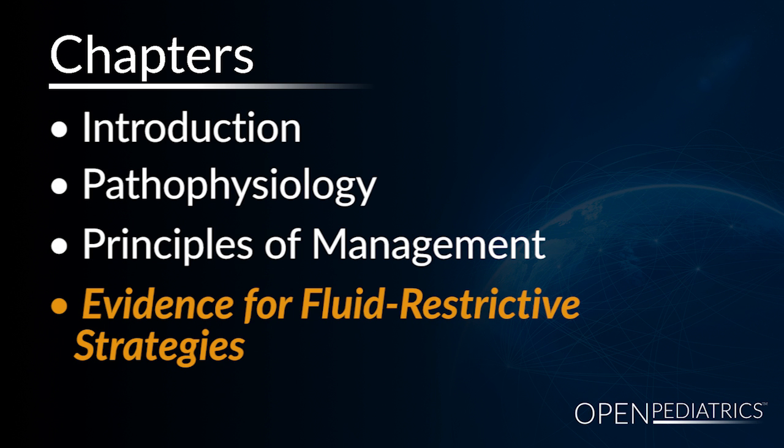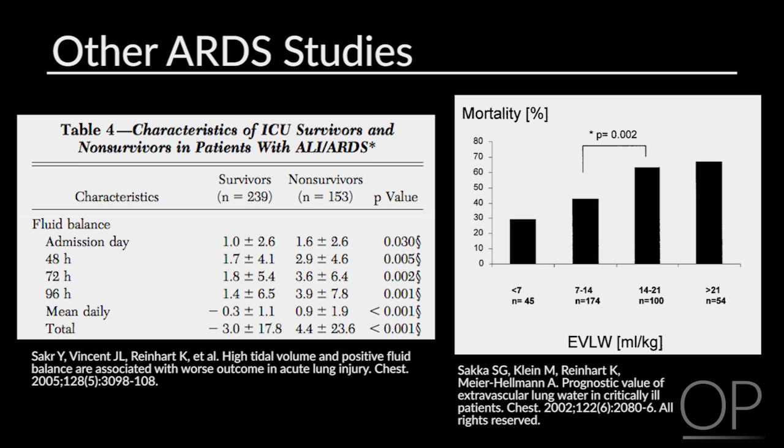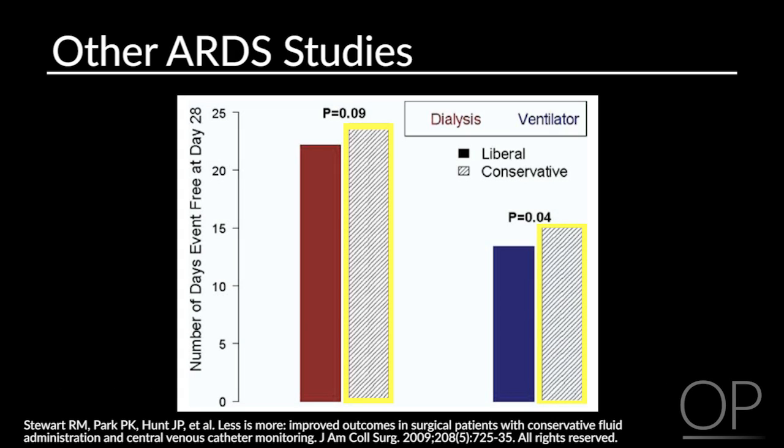Evidence for fluid-restrictive strategies. So what's the background in these studies? Well, back in 1987, Simmons et al. looked at ARDS survivors, and those who had less positive fluid balance had increasing survival. Multiple studies since then have looked at fluid balance in patients with ALI and ARDS out of shock. And what they've shown is that increasing fluid balance is associated with decreased survival. Decreasing this fluid balance is associated with improved survival and improved pulmonary outcomes.